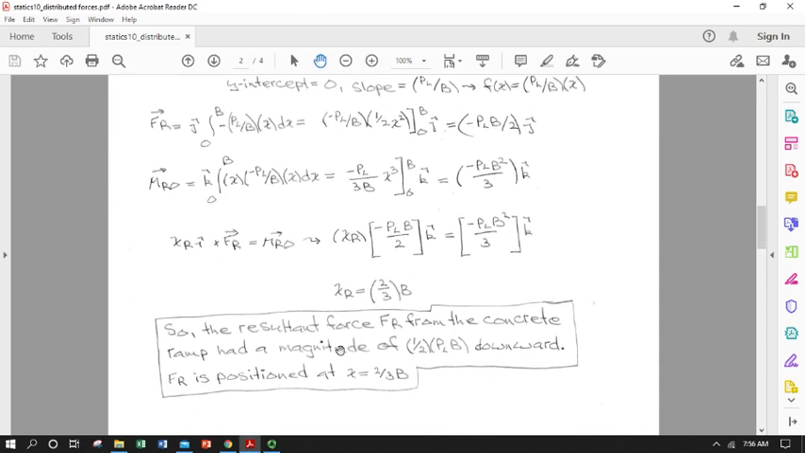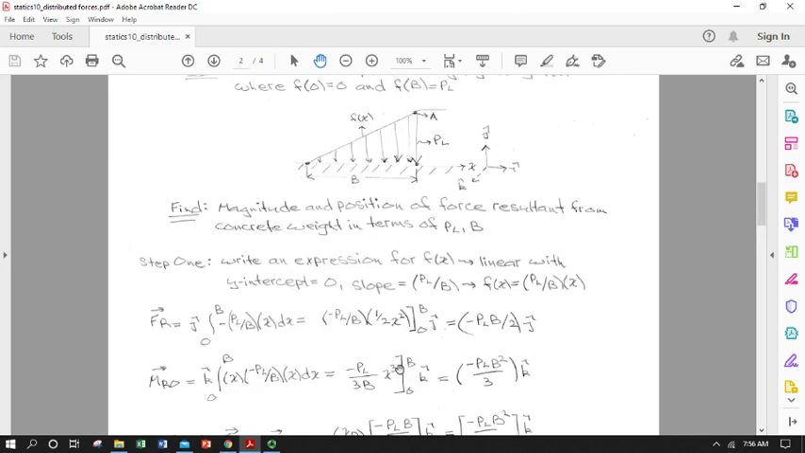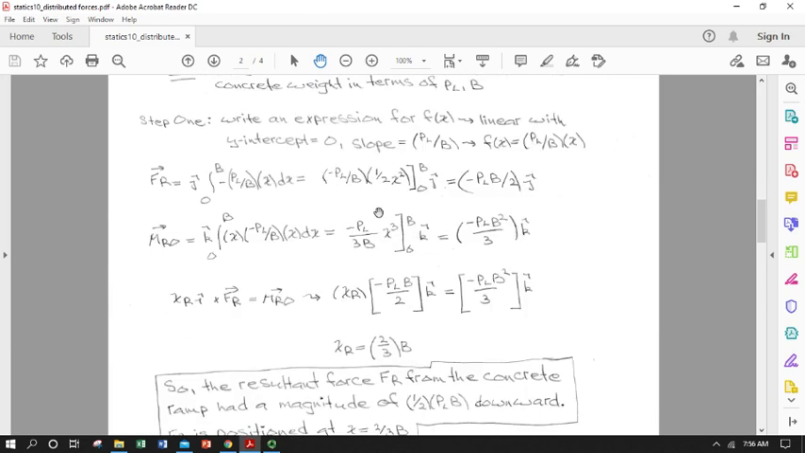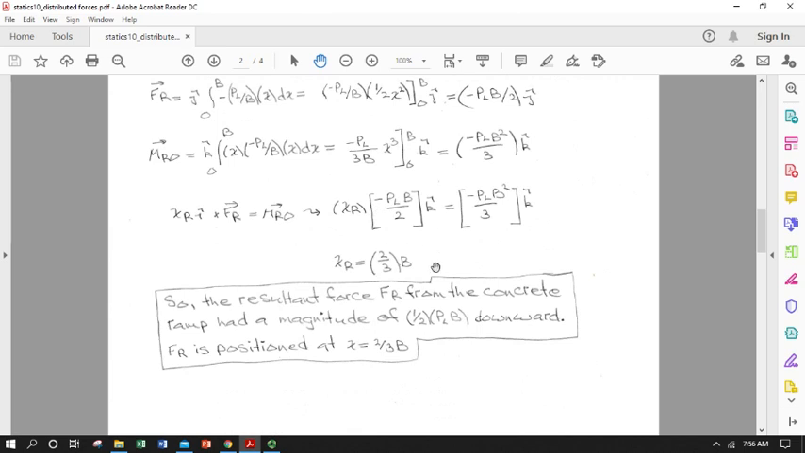Okay, so the resultant force of the concrete ramp is going to have magnitude of 1/2 p sub l times b downward, and we're going to put it at x equals 2/3 b. So 2/3 b referenced from this point. So it's right at the centroid of the shape that this force distribution makes. So now I have my data to hand off to the geotechnical engineer, and we'll make sure the ramp doesn't sag.